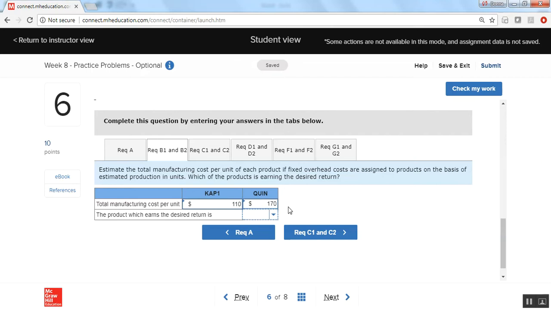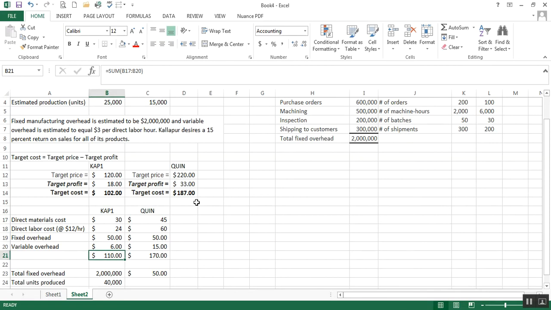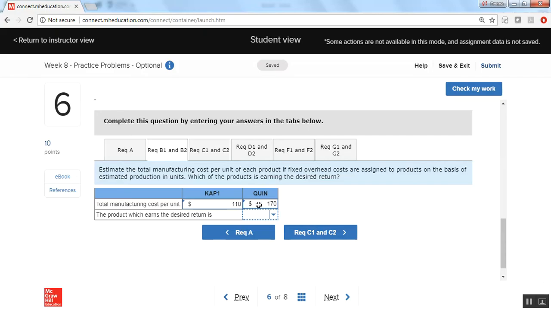Which product is earning the desired return? Well, we know that our target cost for KAP1 is $102, and it's currently costing $110. Our target cost for Quinn is $187, and Quinn currently costs $170. Because $170 is below the target cost of $187, Quinn is earning above and beyond the target profit. KAP1 is costing more than the target cost, so it's not earning the target profit yet. So Quinn is currently earning the greater desired rate of return.